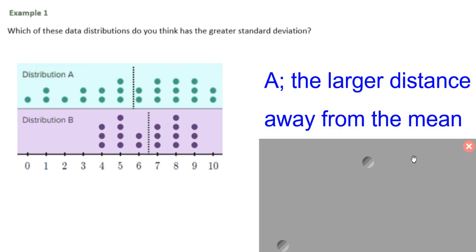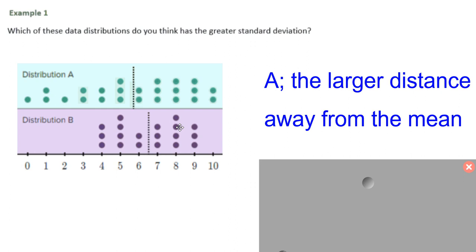Hopefully you selected distribution A. We can see that it's got a larger distance away from the mean than distribution B. The means are here in the dashed sections. We also see that B's data is more clustered together versus A. But again, the larger distance away from the mean should have a larger standard deviation.